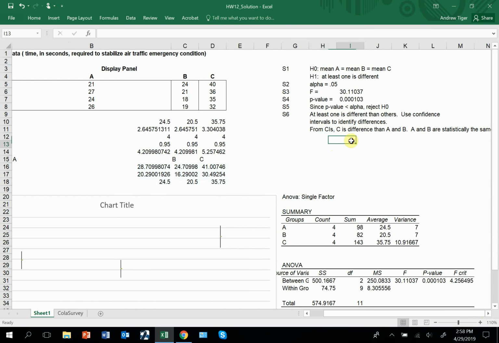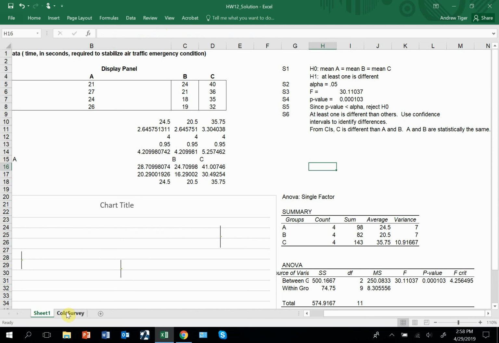From the confidence interval, C is different. That's what that should say, not difference. Different than A and B, which are statistically the same.